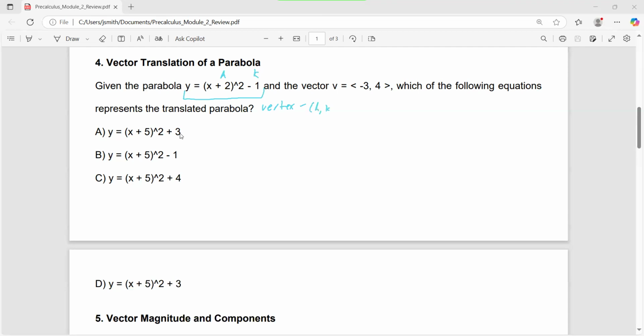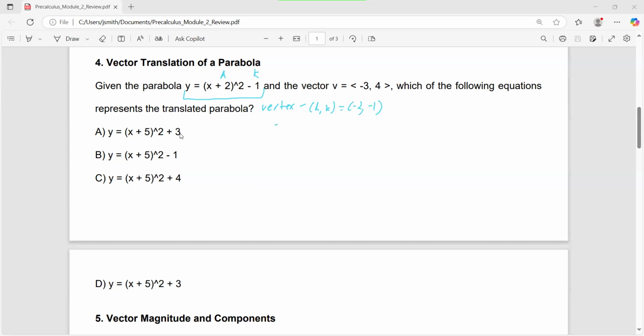So in this case, it's always going to be the opposite of what's inside the parentheses. So what is the opposite of 2? So my h here would be -2. K gets to be the same, so k would be -1. So -2 comma -1 would be the vertex of this parabola. All you have to do is just add this point to the vector to get a new vertex. So that's all you got to do.